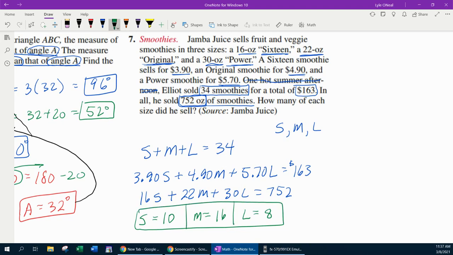And if I want to do a quick check, remember, for this to actually check out, it would have to work in all 3 equations. But you can do a quick check to make sure you didn't make some simple mistake by plugging into this easy equation first. So 10 plus 16 plus 8 should equal 34. If it doesn't, you screwed something up badly.